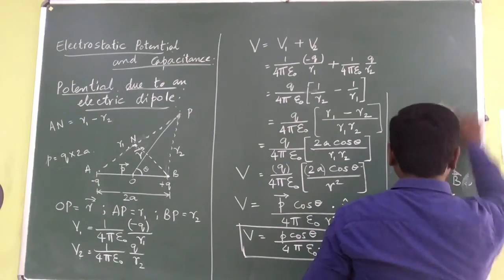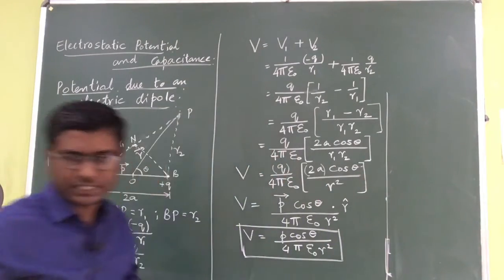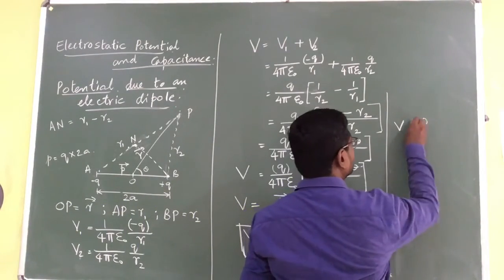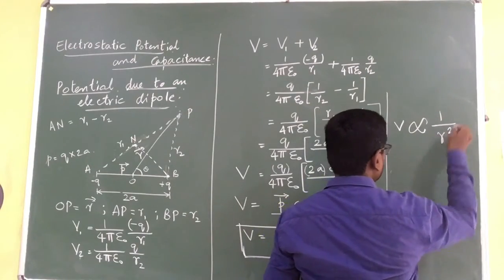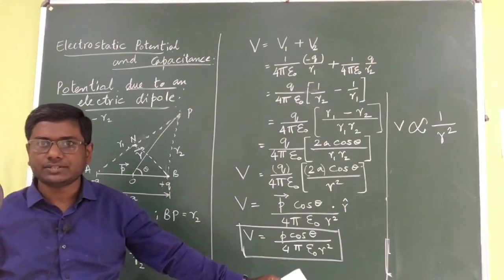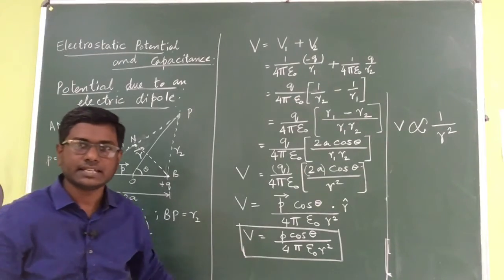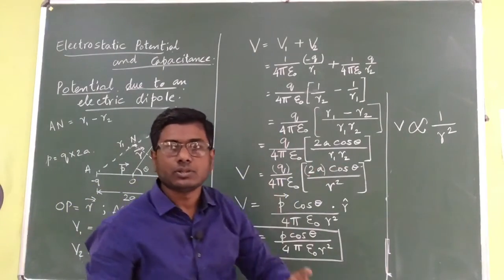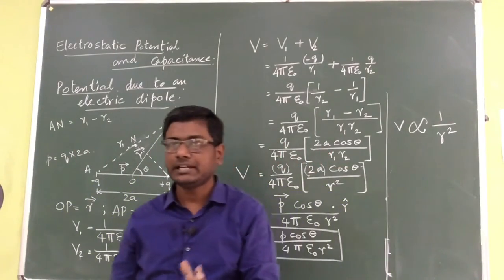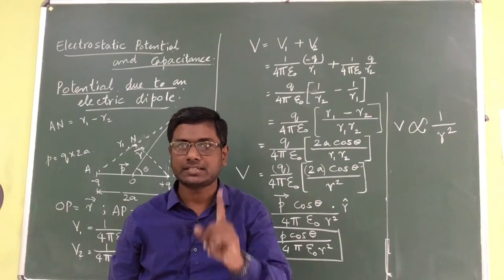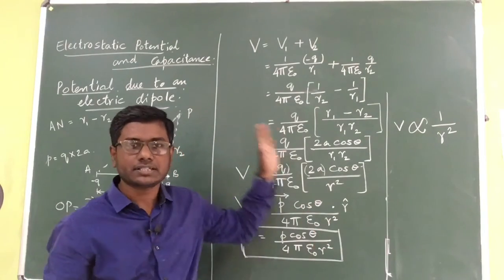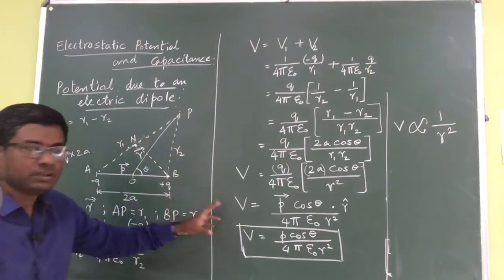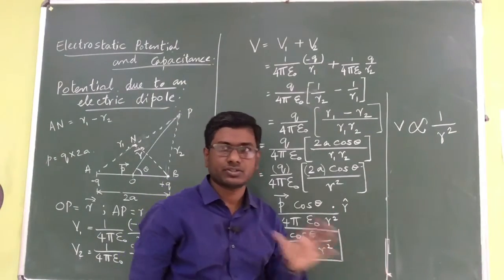As a concluding remark, this equation is the completion of that derivation. V is proportional to 1 by r square here. In what case is this going to be true? Only for the case of a dipole. This r square is not going to appear anywhere else in this chapter except for this derivation. Only for this specific case, the electric dipole, we will get that as r square.